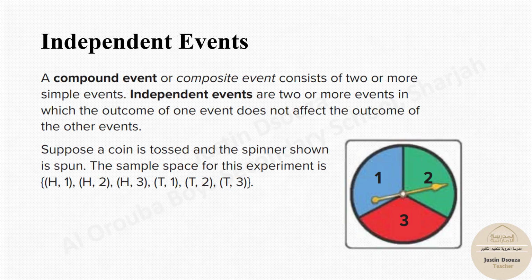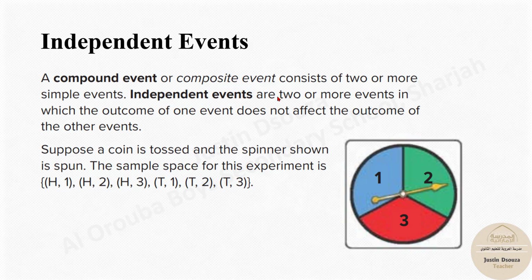A compound event is basically an event consisting of two or more simple events. What exactly is a simple event? Rolling a die is a simple event. Tossing a coin is a simple event. But when there are two events involved, like a coin and a die, this is a compound event.